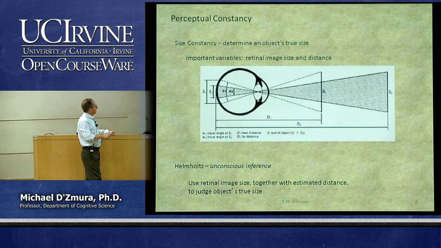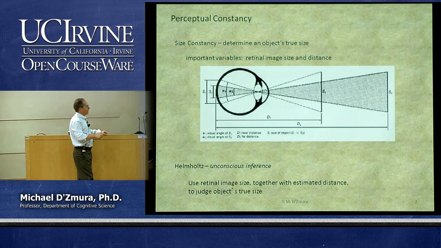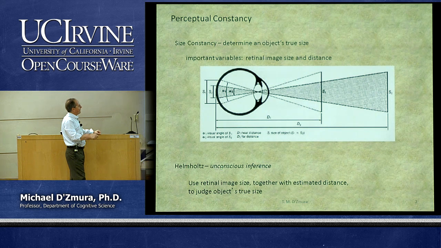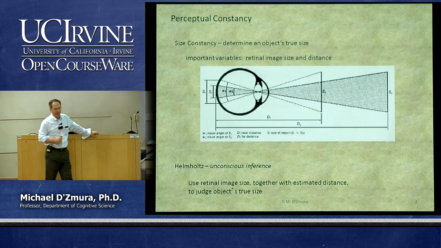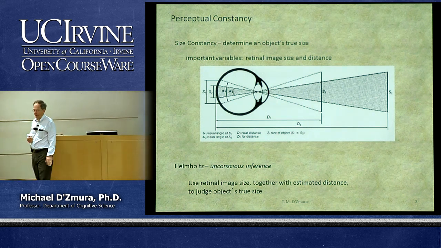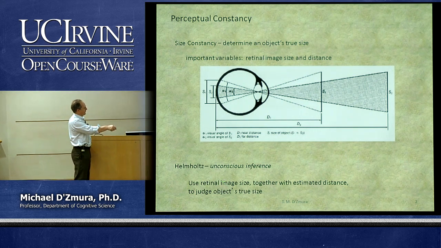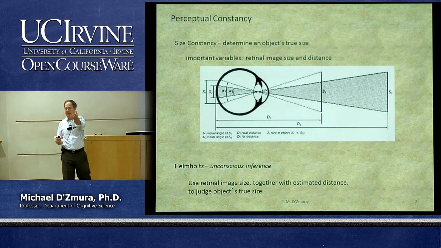Helmholtz said, aha, what we do to figure out an object's true size and represent it in our perceptual reconstruction of the world is make an unconscious inference. And what we do is use the retinal image size, which is given to us through the visual stimulation, together with an estimate of the distance to the object, and those two things together will tell us what the object's true size is. Now there's two important things here. One, the retinal image size, known information, and the estimated distance, which is something we're estimating, those two numbers will tell us how big the object is.